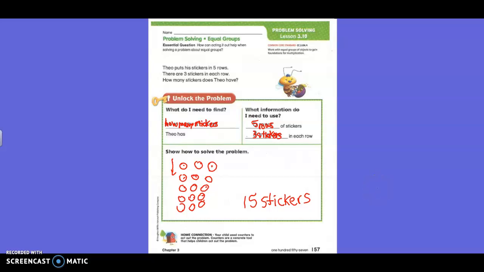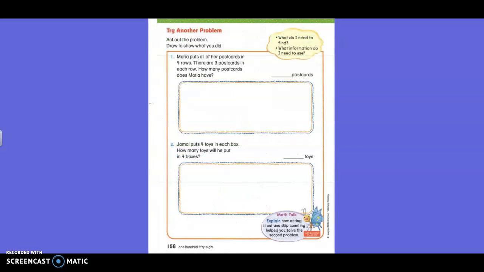Okay, remember how I talked about how we were going to skip count? Instead of counting them all by ones, we could also count by threes. So we could do 3, 6, 9, 12, 15. You're counting by threes 5 times, okay? Or you could have counted by fives 3 times. You could have done 5, 10, 15, okay? Okay, next page now.